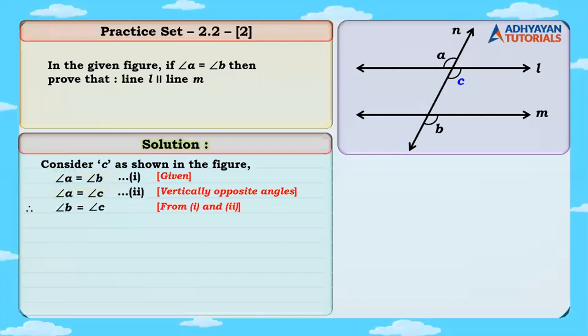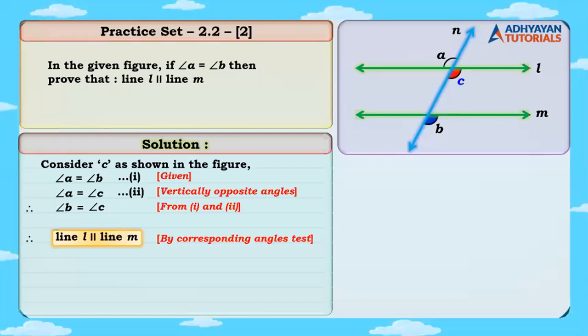Okay, now look at the figure. Children, B and C are congruent. Together they form an F, right? The F is visible, right? So we all know if corresponding angles, F means corresponding angles, if corresponding angles are equal, then the lines are parallel. This is nothing but corresponding angles test. So in the next step we will directly write: therefore line L is parallel to line M, corresponding angles test. The sum is over.